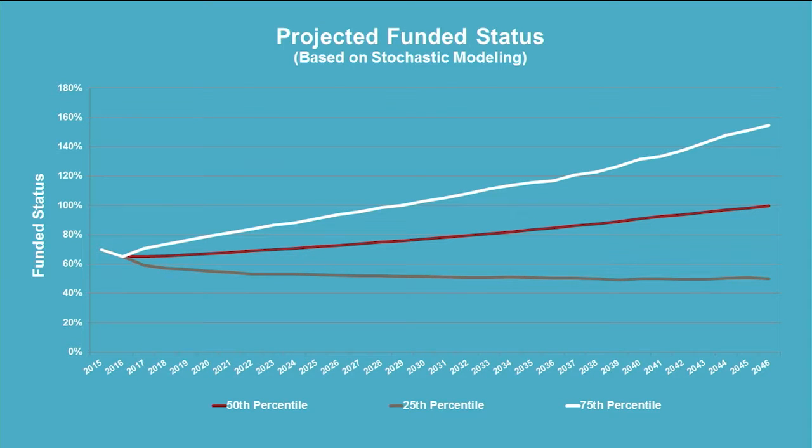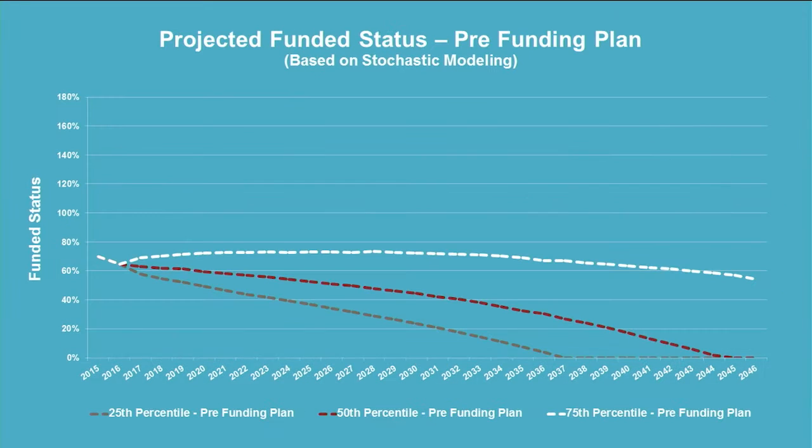But this is where we are. And what we want to show you again, keeping in mind where we came from, same 3 lines, they're dashed now. Those are before the funding plan. So you can see the 25th percentile around 137, the 50th percentile by 45. So you can see we're in a much better place today than we were before.